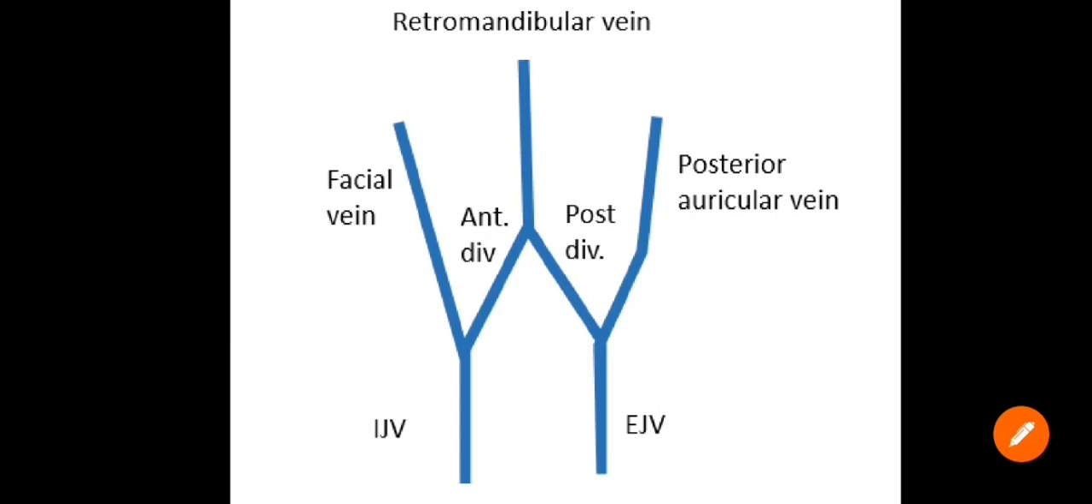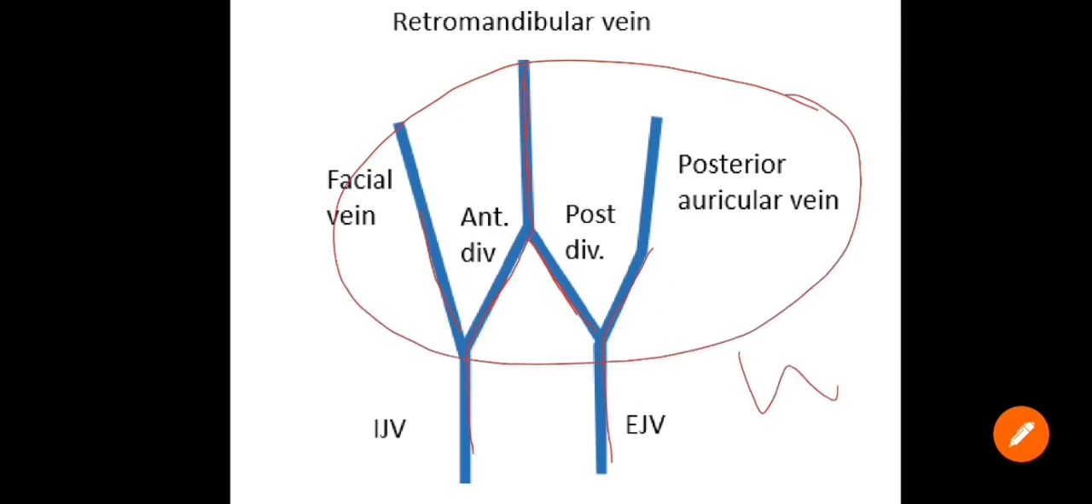Now this is just a picture where the lower portion is magnified a little. Once again, this is the retromandibular vein, formed by the superficial temporal and maxillary vein. It comes all the way down towards the lower part of the gland, dividing into an anterior division and a posterior division. The anterior division combines with the facial vein, forming the common facial vein, and finally drains into the internal jugular vein, whereas the posterior division joins with the posterior auricular vein and drains into the external jugular vein. So this gives it a W-like appearance, right?